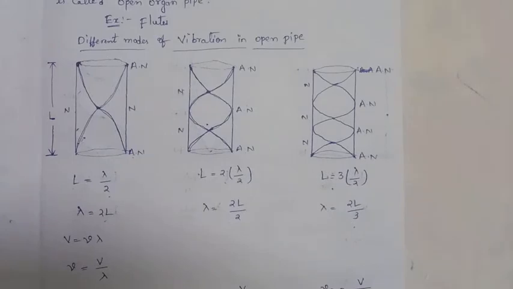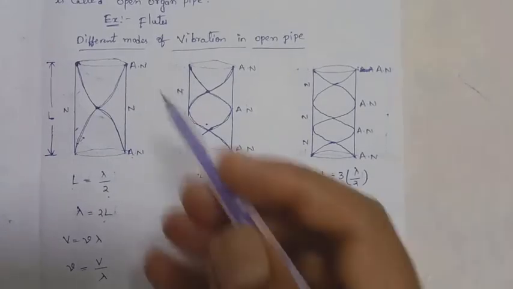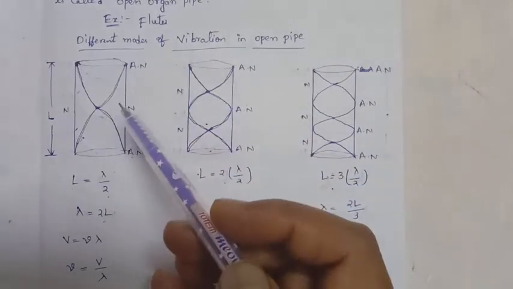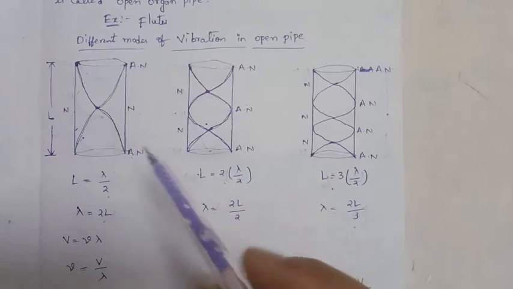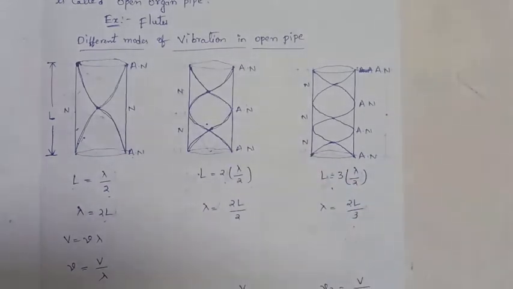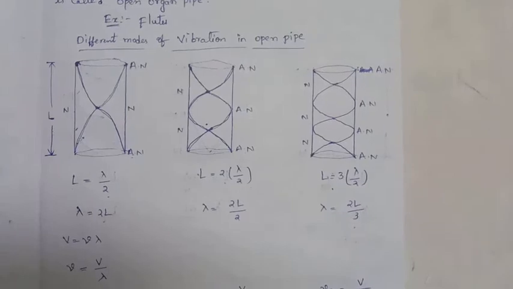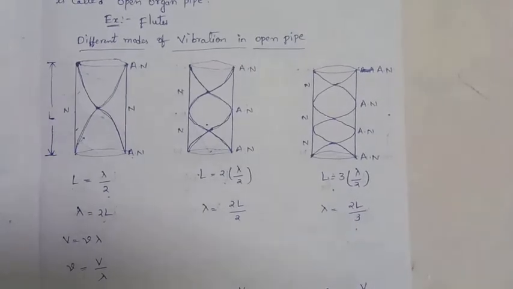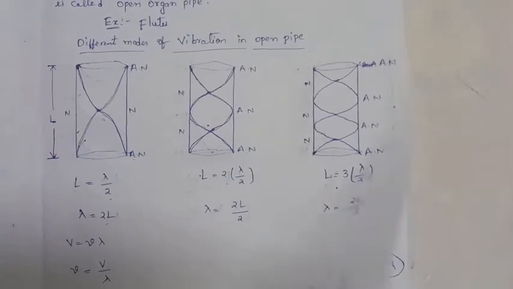So all of you observe this diagram. In case of an open organ pipe, antinodes are at the ends and a node is in between them. In the second mode it is like this, and the third mode like this. The best example for the open organ pipe is the flute.